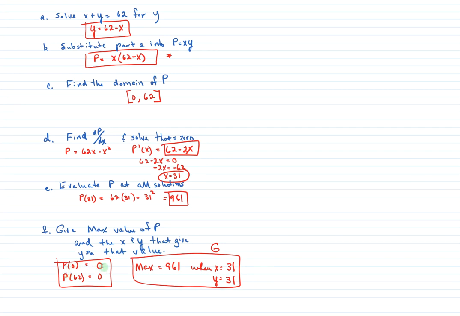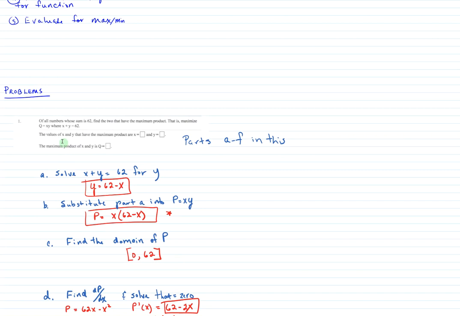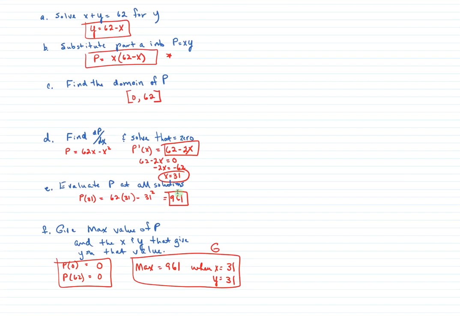So if you do P of 0, you get 0. If you do P of 62, it equals 0. So you would have evaluated the endpoints like we did in the max-min problems, but we found that P of 31 was 961. So that is our max. Your max is 961 when x is 31 and y is 31. If we go back here, you put in the x and y values there, and the product would be here, the 961. So it actually prompts you through each part, and that makes it nice.